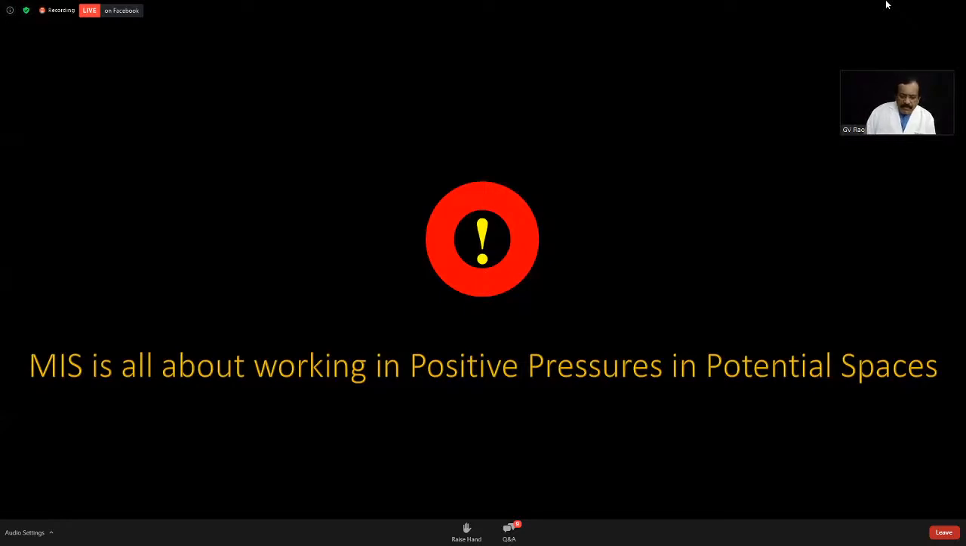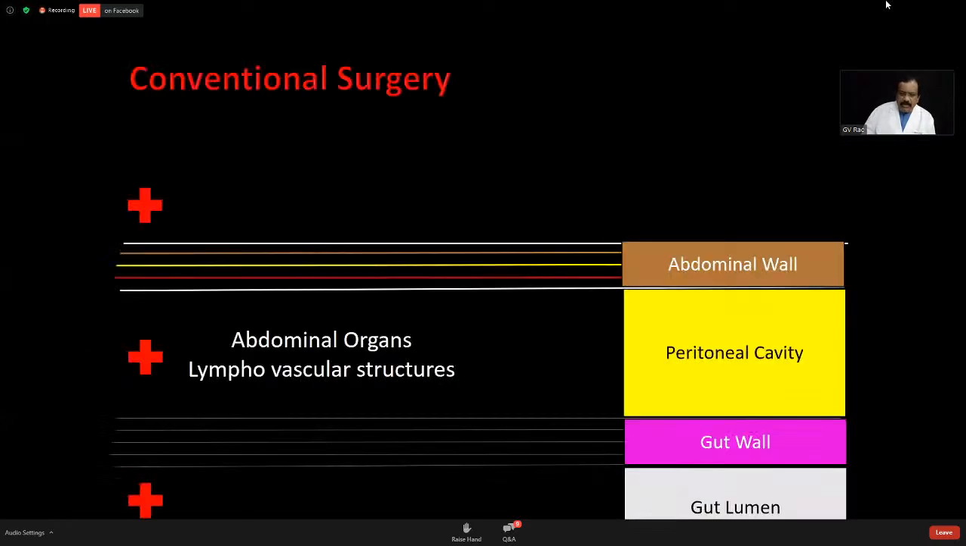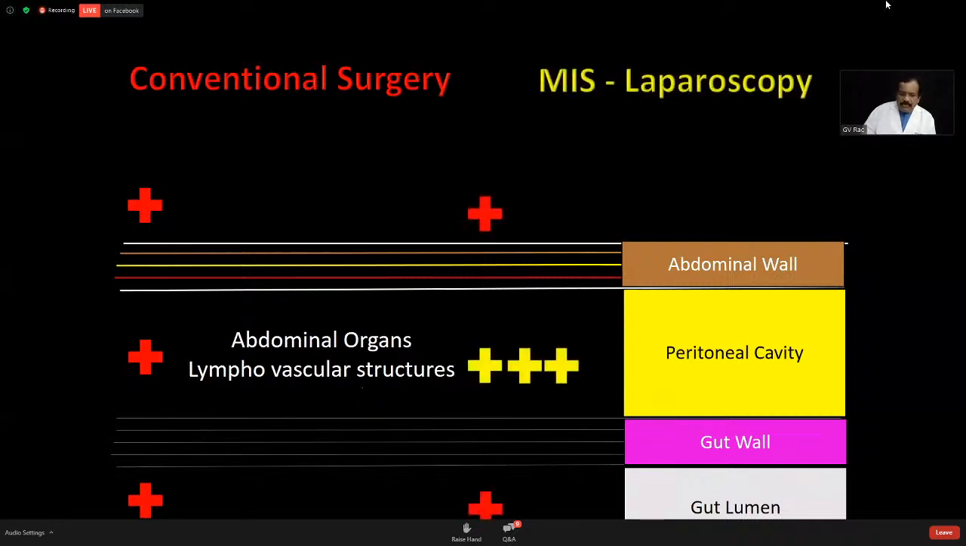Likewise, MIS, endoscopy, third space endoscopy or laparoscopy is all about working in positive pressures in potential spaces. Now, is conventional surgical physiology applicable in current day clinical practice? This is conventional surgery, wherein the outside atmospheric pressure is equivalent to the peritoneal pressure. So this is what we have been doing. Once we started doing laparoscopy, we increased the intra-abdominal pressure and we relearned the entire physiology so that we can deal with these patients very effectively perioperatively.